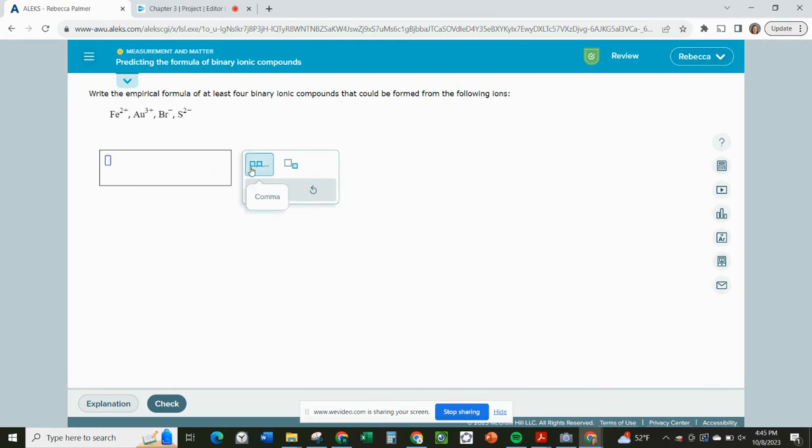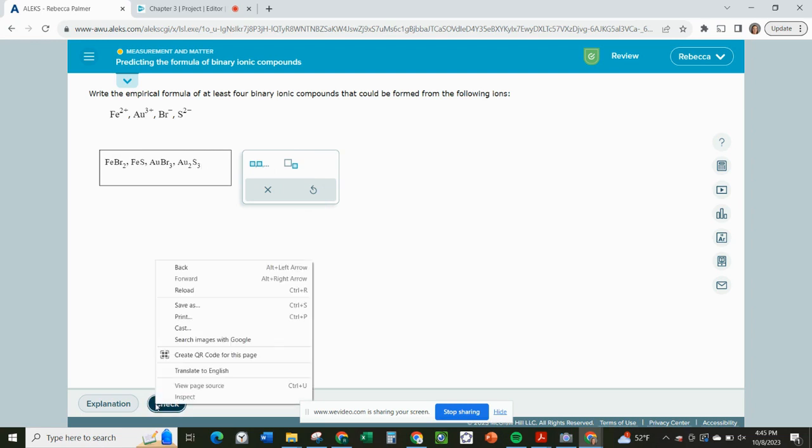So let's go ahead and check that in Alex. So we have FeBr, and there's a shortcut. I don't know the shortcut. BR2, and then FeS, comma. We have AuBr subscript 3. And then the last one is we need Au, 2 of those for every 3 sulfurs. Okay, let's go ahead and check that.